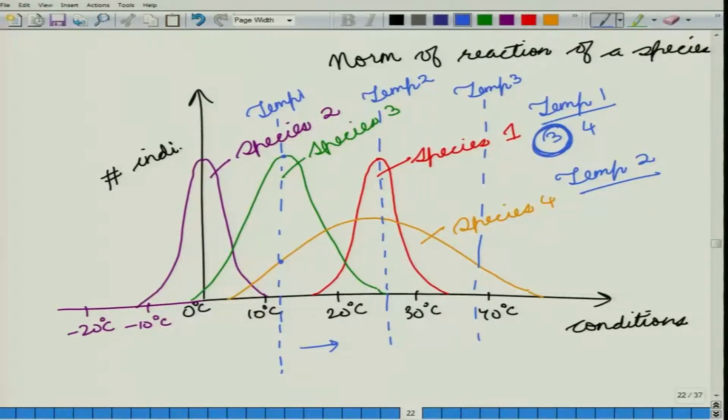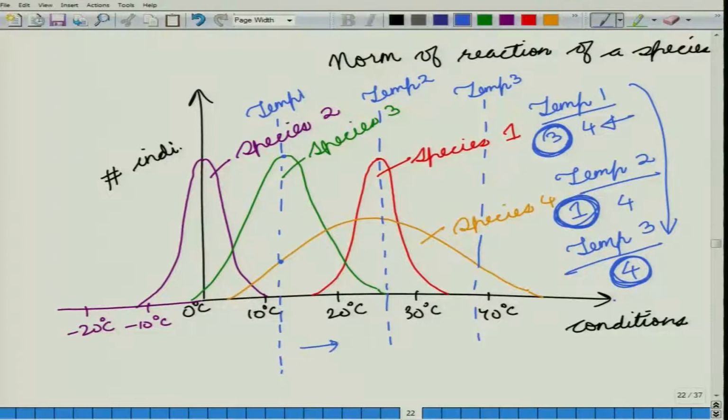Now at temperature 2, we are seeing species 1, we are seeing species 4. Here species 1 is in the majority. Now if we looked at temperature 3, at this one, we only see species 4. So as you can see, species 4 was there in all the 3 temperatures, but the other species that are found along with species 4 differ. In the case of temperature 1, your species 4 did not dominate the scene. It was dominated by species 3. But when you shifted your temperature from temperature 1 to temperature 3, now your species 4 is dominating the scene.